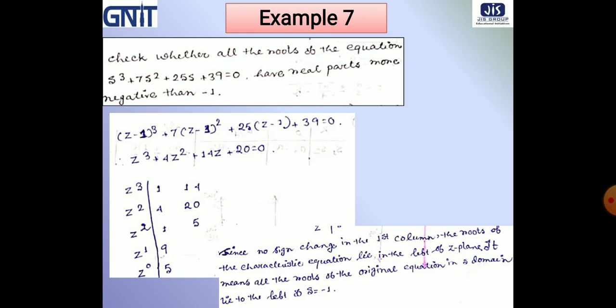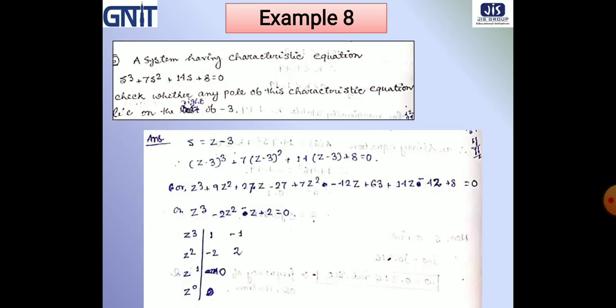Since there is no sign change in the first column, the roots of the characteristic equation lie on the left of the z-plane. That means all the roots of the original equation lie on the left of s is equal to minus 1. As we shift the s-plane from origin to minus 1, there are no roots in the positive real part or the positive side of the s-axis. Okay, so here is one more example.